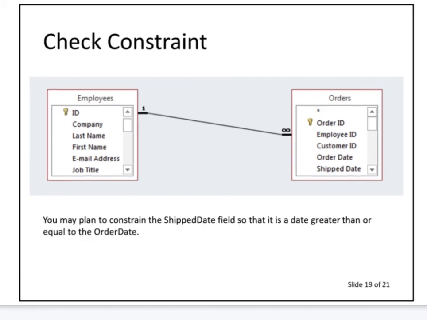A check constraint is a little more creative. With this kind of constraint, you can validate that fields only contain values that pass some test. In this example, we are ensuring that the ship date is later than the order date. Again, this makes sense. You wouldn't ship something before it was ordered.